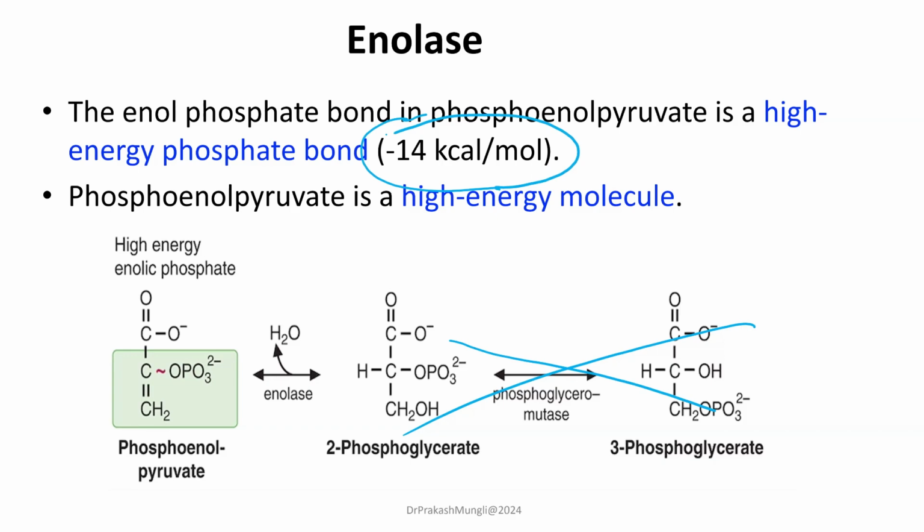What is the amount of energy present in ATP when you break ATP into ADP? Yesterday I wrote minus 7.3 kilocalories, right? For ATP it is minus 7.3, whereas for this molecule it is minus 14. That means almost double that of ATP, right? So phosphoenolpyruvate is the most energy rich molecule in our cells. Although it's not asked anywhere, just in case, the highest energy molecule in our cell is phosphoenolpyruvate.